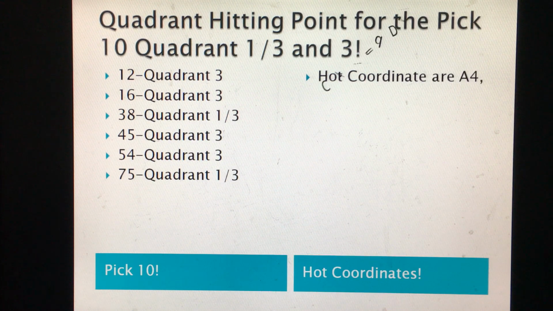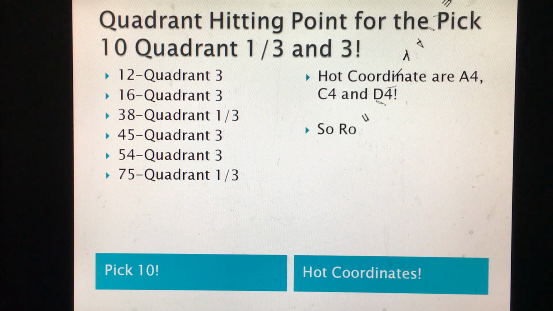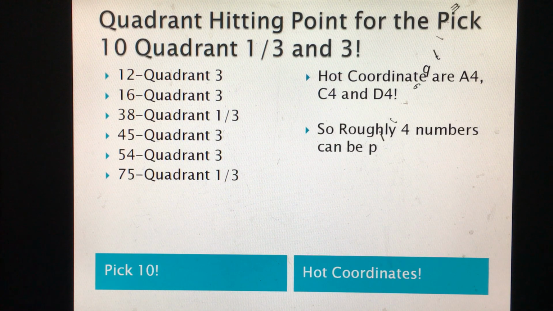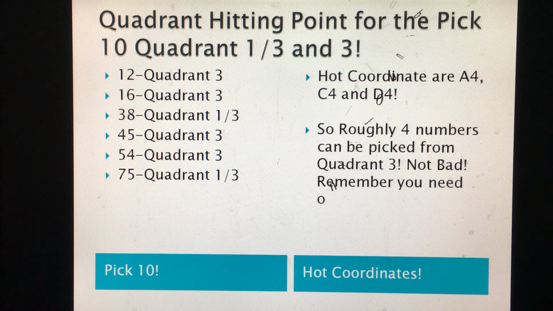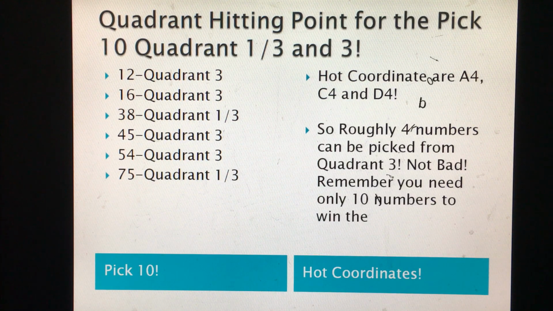Let's look at the hot coordinates. The hot coordinates are A4, C4, and D4. They're being used twice in quadrant 3. So roughly 4 numbers can be picked from just picking numbers in quadrant 3. Not bad. Remember, you need only 10 numbers. So let's say there are 6 numbers being used already, and you pick 4 numbers correctly in quadrant 3 alone, which are 12, 16, 45, and 54.